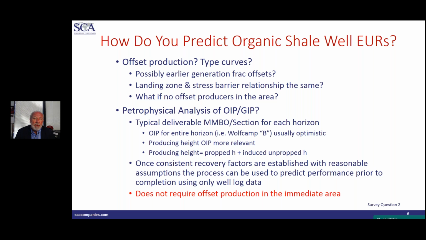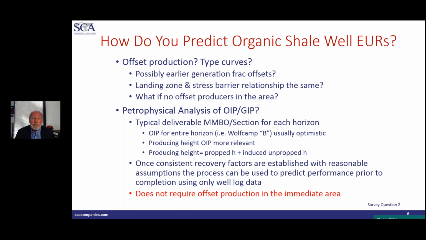And the last one, where we're doing most of our work to date, is what if you don't have any offset producers directly in the area? What do you do then? With petrophysics, what we typically do on these projects for larger operators is come up with a deliverable of millions of barrels of oil per section, typically for the entire horizon, like Wolfcamp A, Wolfcamp B, etc. Then you'll give them an aggregate number, and the operators will typically slice and dice that depending on how many laterals they want to put in there and all that.